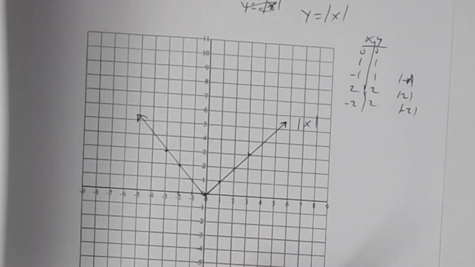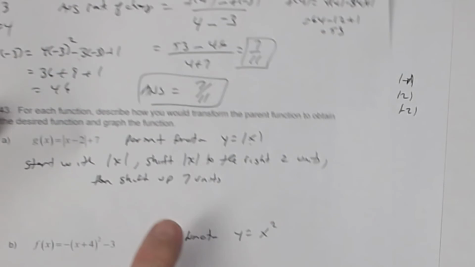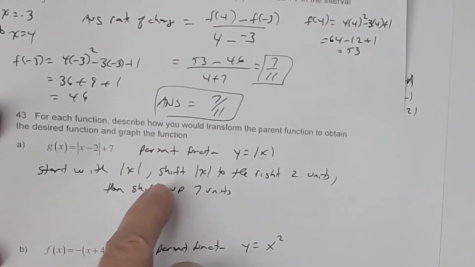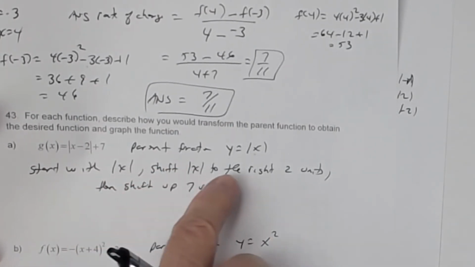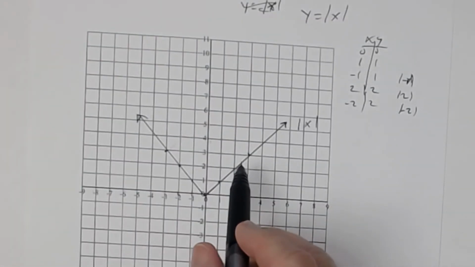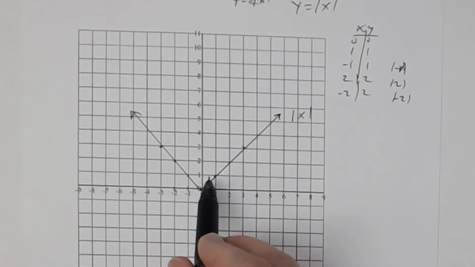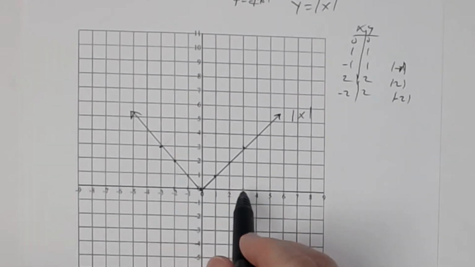Now, what I want you to do, though, is to use this to help you graph this. So it says graph the function. The next thing I had to do was shift the absolute value of x to the right 2 units. So you're going to take every point and shift it to the right 2 units. That's what makes this easy. Once you graph the parent function, the rest is easy.